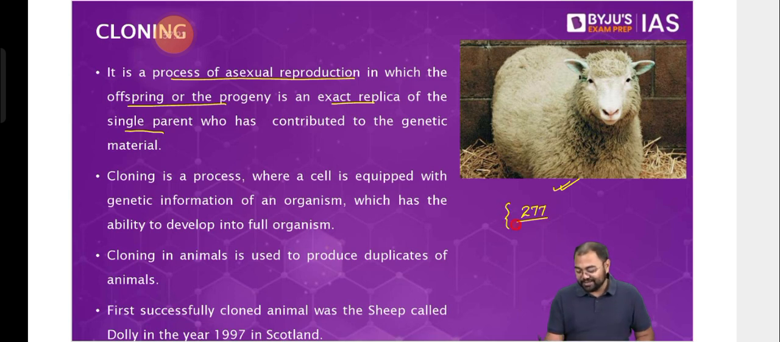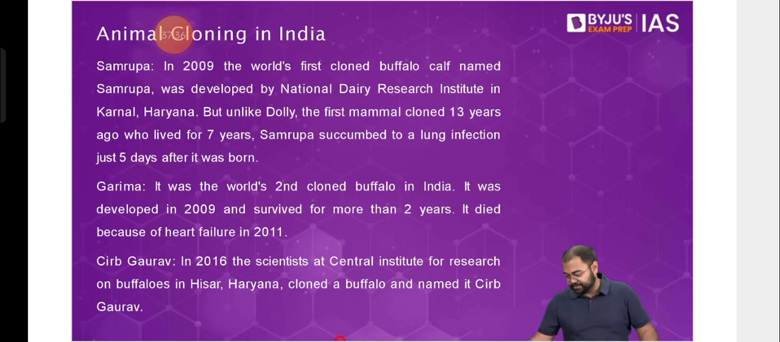So it took 277 attempts for us to be successful, finally, in case of the first cloned animal. You can imagine the kind of complexity that we face when it comes to these kinds of processes. All right. So the first successful cloned animal was a sheep called Dolly. And this is the picture of that particular sheep. Now, in case of cloning in India, we have seen that there are certain examples in India as well.